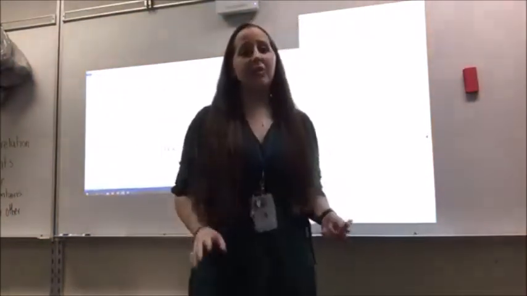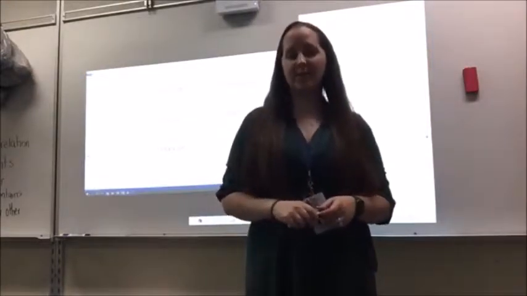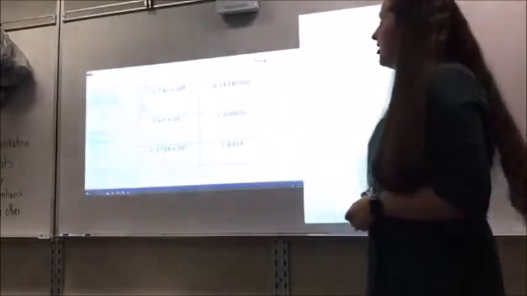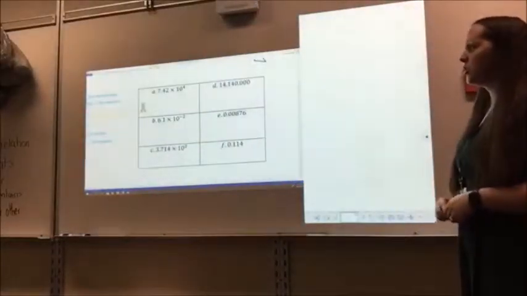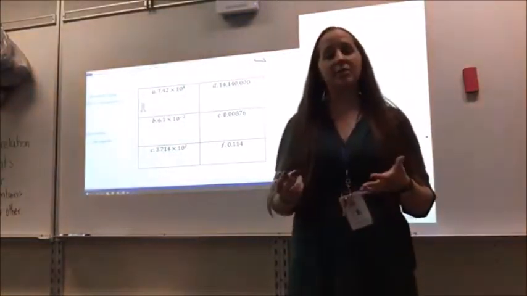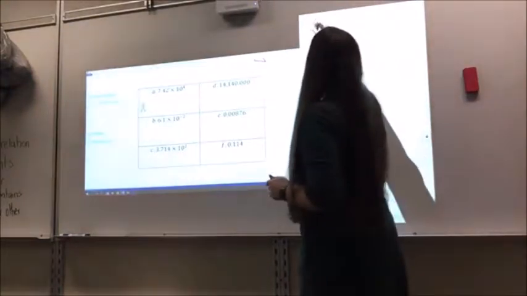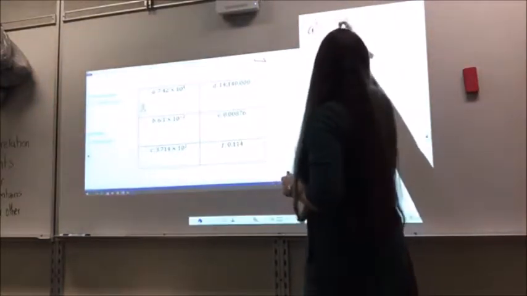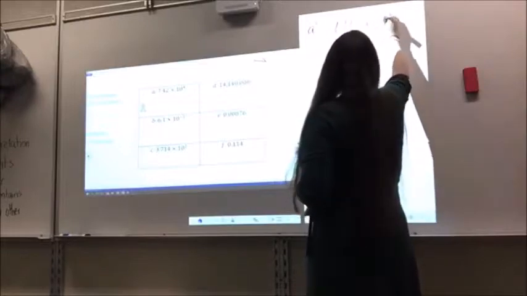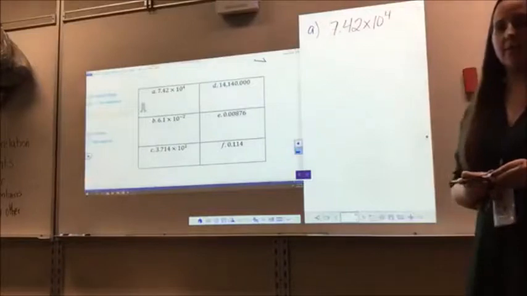All right, now that you've had a chance to try out the try problems on your own, let's go over the answers together. So the first one I have is letter A. Letter A says 7.42 times 10 to the 4th. Now, I'm going from scientific notation into standard form here. Okay, so I start with writing my equation out. So I have 7.42 times 10 to the 4th.